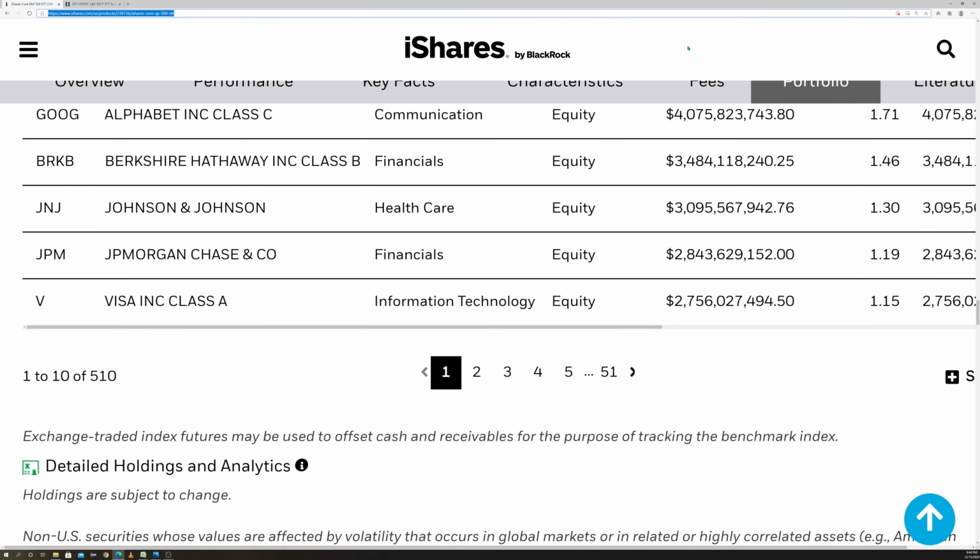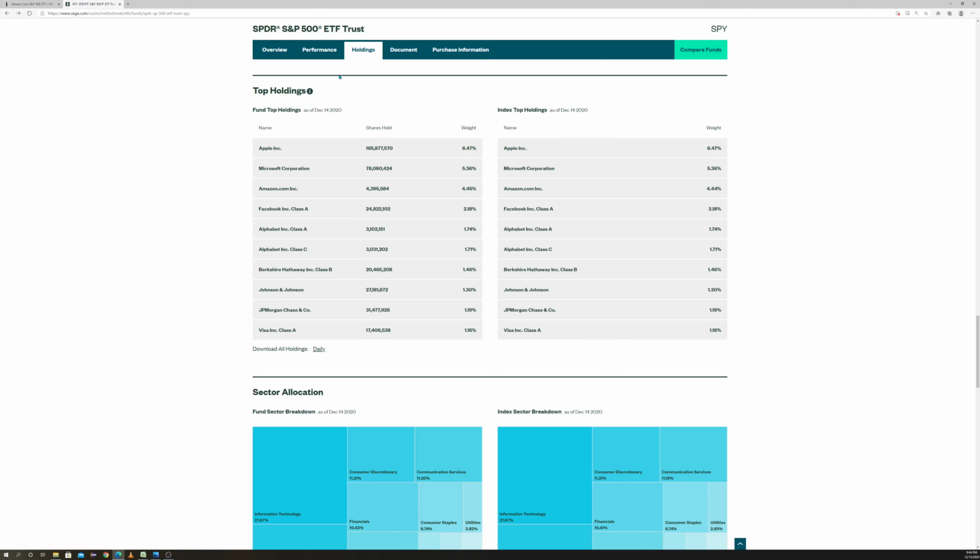And then moving on to the next one is the SPDR S&P 500 Trust. They have a holdings section too on their website, and you can go to the daily and download all their holdings for the day. And that was as of December 14th. So they haven't updated it for today yet on there.